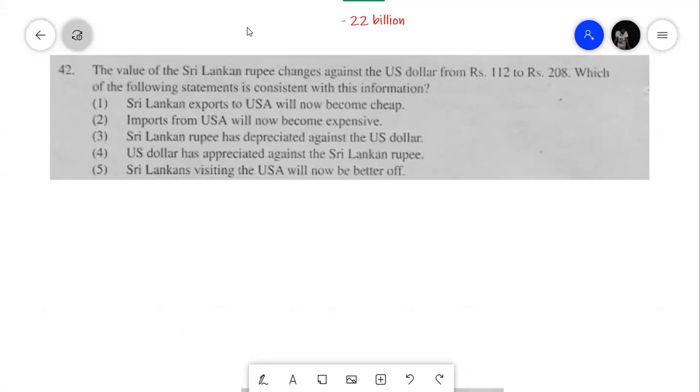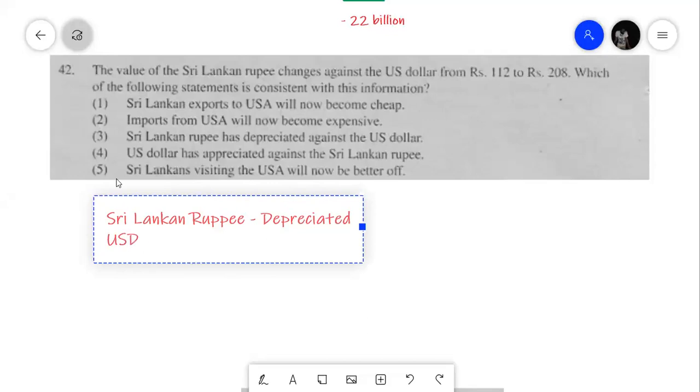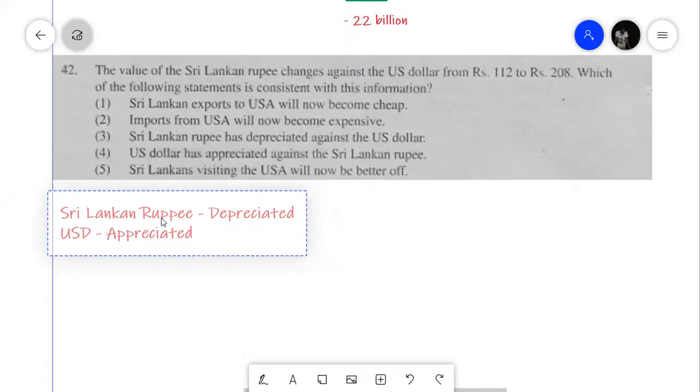First of all, can you all tell me what has happened to the Sri Lankan rupee? Has it appreciated or depreciated? 112 has gone to 208, right? The value of one US dollar in terms of Sri Lankan rupees. It has depreciated, right? Your currency has depreciated. Remember, your Sri Lankan rupee value increasing means it's a depreciation, not appreciation. So what has happened to the US dollar? The US dollar has appreciated. Two sides of the story. US dollar has appreciated, Sri Lankan rupee has depreciated. First, just remember that.